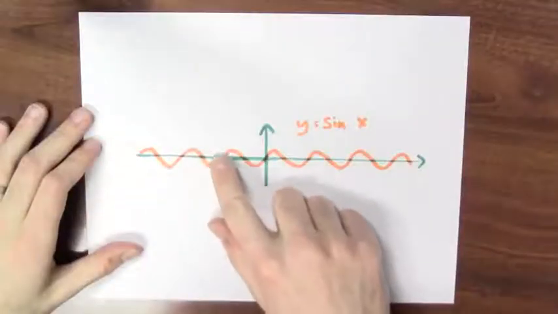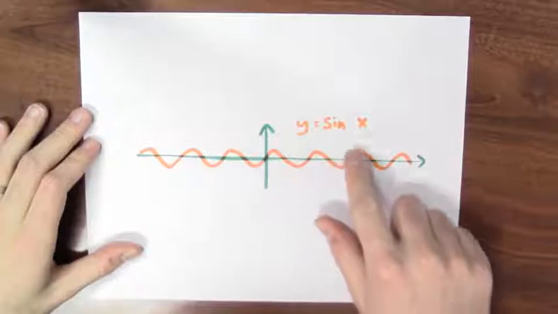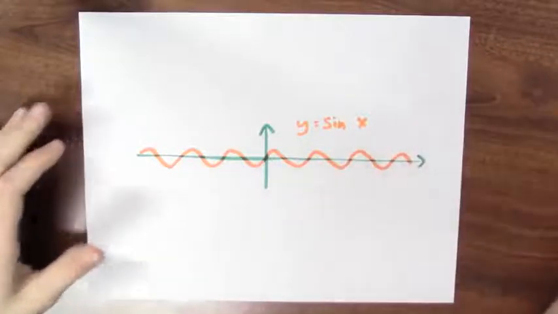Sine is a periodic function. You follow the graph of sine, it just wiggles up and down forever and ever. Let's try to get a sense as to why this is the case. Why does the graph of sine look like this? Why is sine moving up and down?